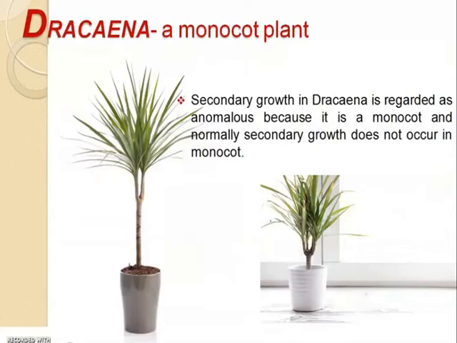But our special interest is in Dracaena, and this Dracaena is a monocot plant. Secondary growth in Dracaena is regarded as anomalous because it is a monocot, and normally secondary growth does not occur in monocots. So this picture clearly shows that this hard stem of Dracaena is because of this anomalous secondary growth.